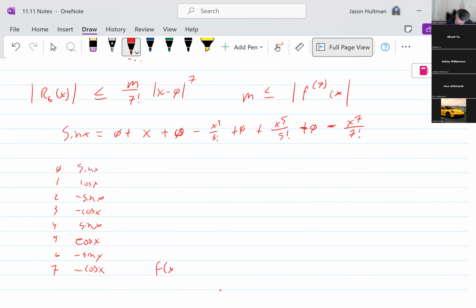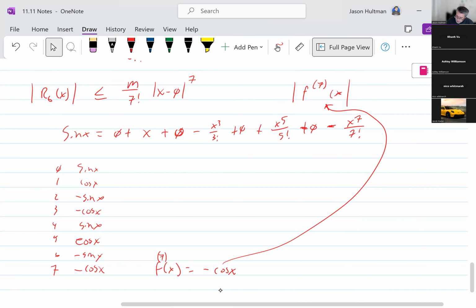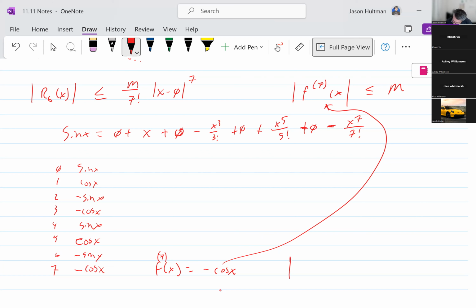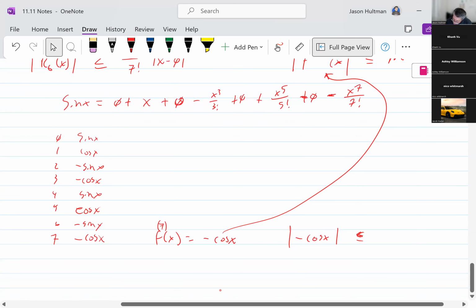So the seventh derivative of f of x is equal to negative cosine x. Okay, so we want to take the absolute value of that, and try to get a boundary for that. Well, right, because we want this guy in here. Oh gosh, I wrote it backwards again. I keep doing that. I'm so sorry. Okay, we want to get an upper bound for that. Okay, so what's the absolute value of negative cosine of x less than or equal to? Well, this is going to be the absolute value of cosine.